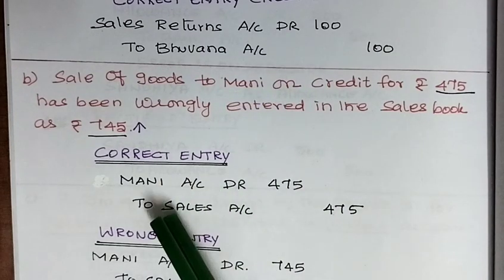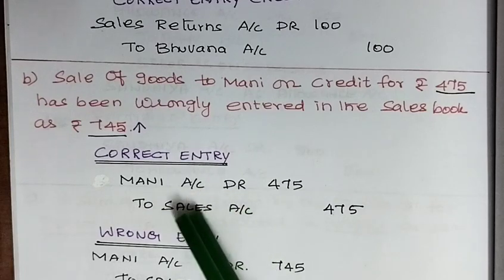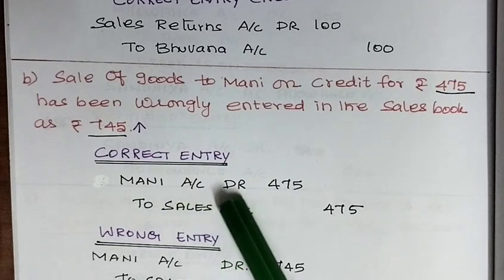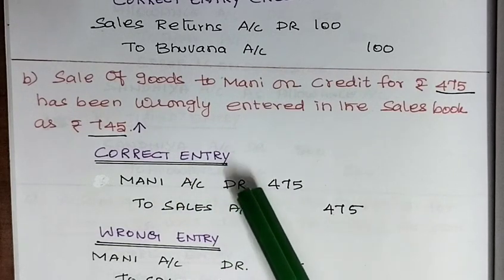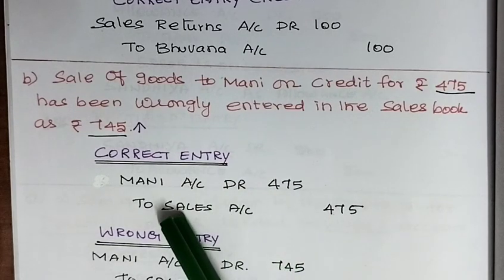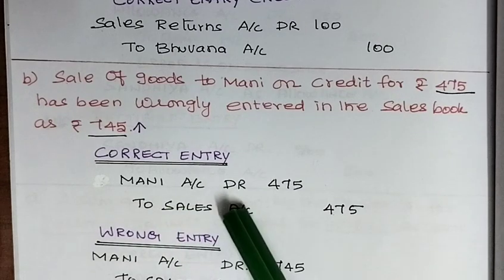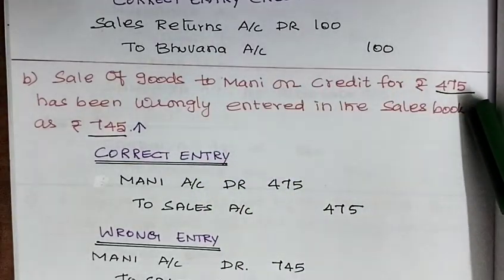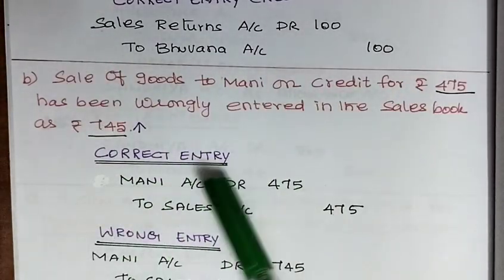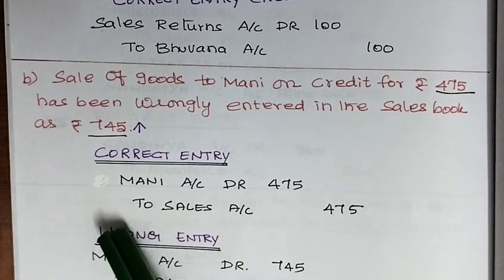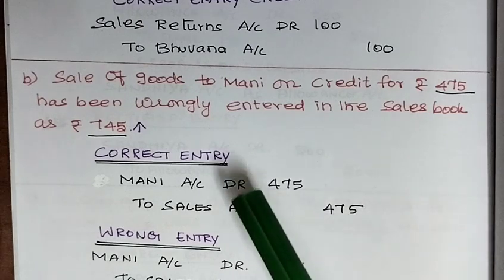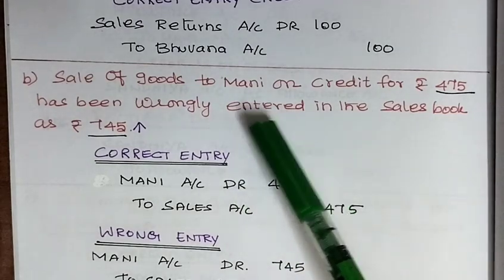Debit the receiver. When you made sales in your business, your revenue, your income increased. Whenever revenue increased, revenue account is credited, so sales account is credited. Okay, so the correct entry, up to this, for the sale of goods to Money on credit for ₹475, is Money account debit ₹475 to sales account ₹475. Okay, where is the mistake? Listen, where is the error?